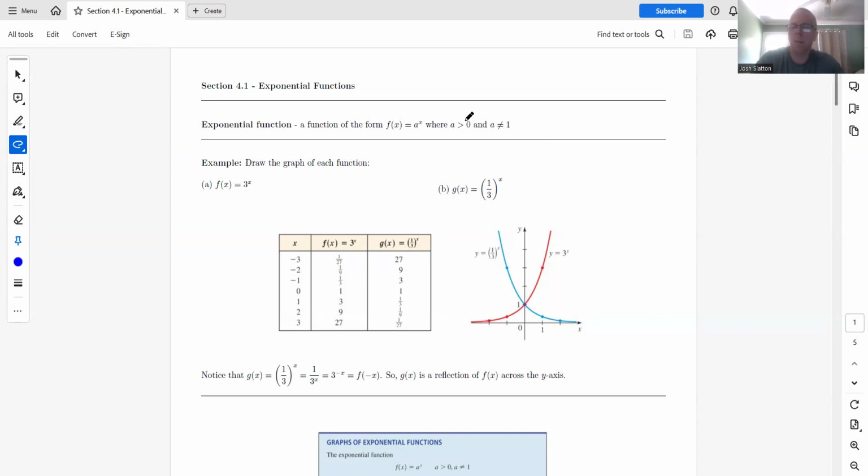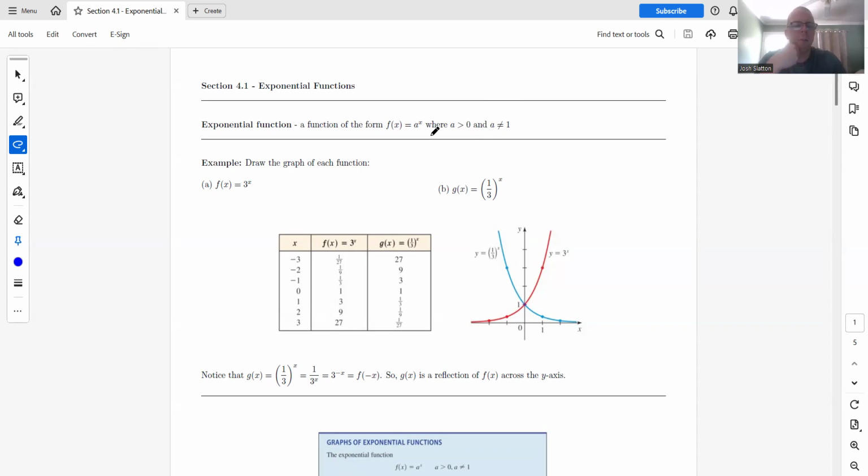A is always positive, and a is not equal to 1, because if a equals 1, we'd have 1 to the x, which is always 1, so that would just be a constant function. And if a is negative, we can't take even square roots of negative numbers and so on. So since we're dealing with real numbers, we're keeping a positive and not equal to 1.